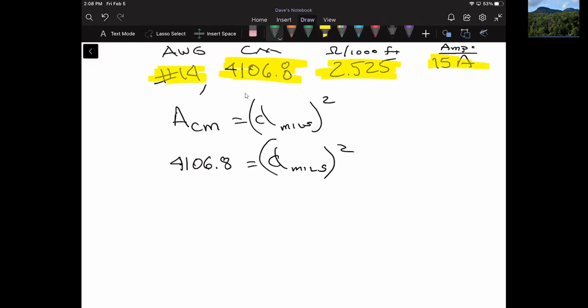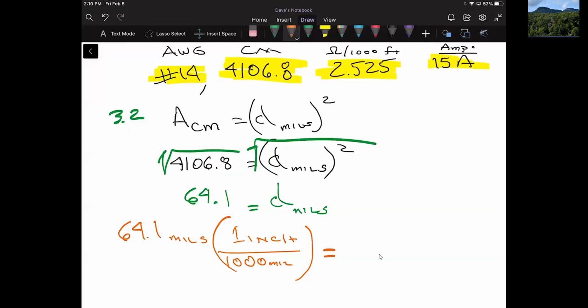Our equation 3.2 says the area in circular mills is the diameter in mils squared. So these numbers are given here. The next thing I want to do is take the square root of both sides. The square root of diameter in mils squared is just going to give me diameter in mils. Let me get a calculator out, because you don't want to wait on me. The square root of 4,106.8 comes out to be 64.1.